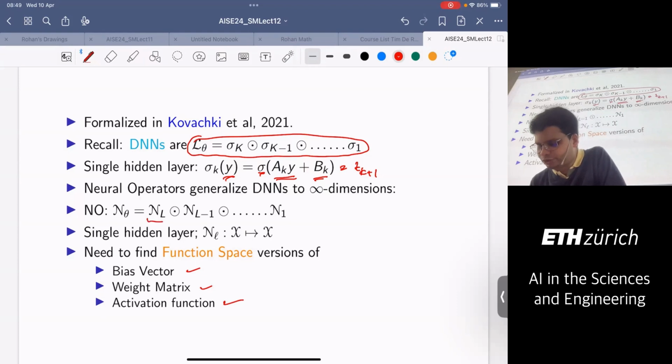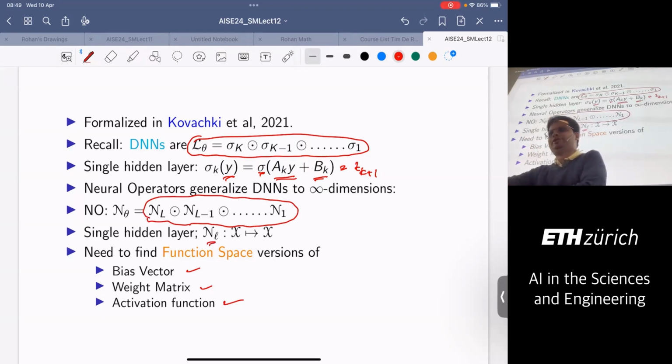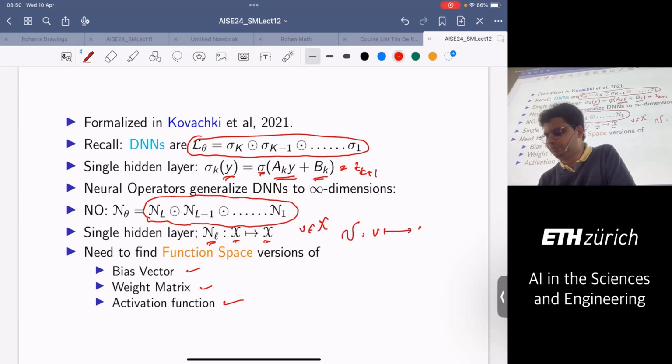It is also a composition of layers, as you could expect. And each layer now, for simplicity, I just mapped the function space to itself, but there is nothing sacrosanct about that. So you take a function space, you take a function, and you get out a function. Let's say that I take a function v, which belongs to x. I take my script N, which is a layer-wise neural operator, and I produce a w, which also belongs to x. Just for simplicity, it could belong to a y, but it belongs to x. So this is the basic construction.